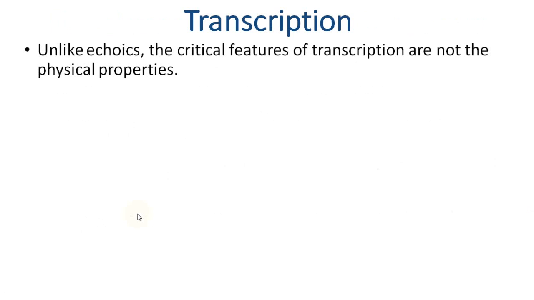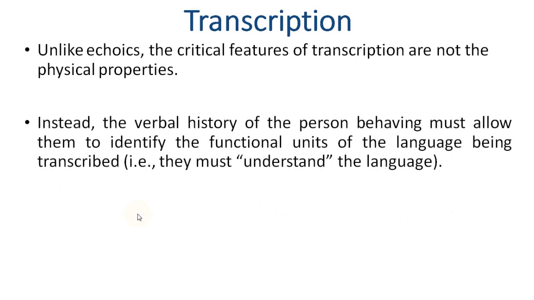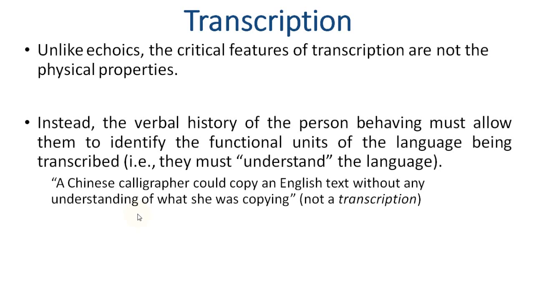So our next verbal operant is transcription, and unlike echoics, the critical features of transcription are not the physical properties. Instead, the verbal history of the person behaving must allow them to identify the functional units of the language being transcribed. They must understand the language. For example, a Chinese calligrapher could copy an English text without any understanding of what he or she is copying. And in this case, that would not be transcription. So this is what we are referring to when we talk about the verbal history of the person.